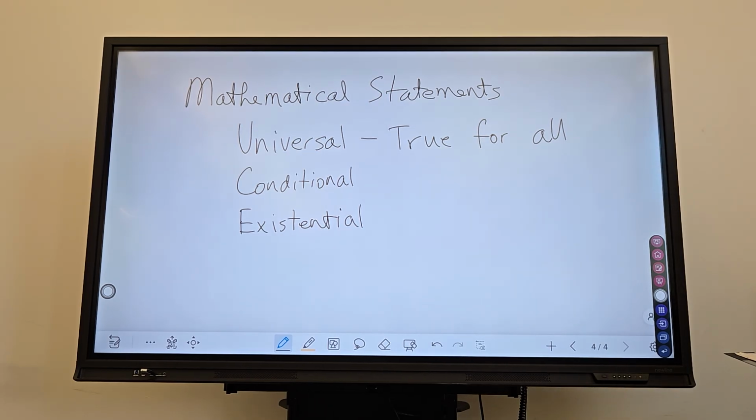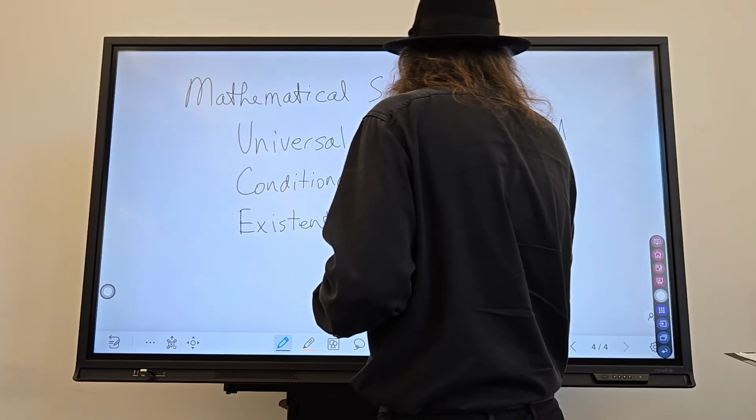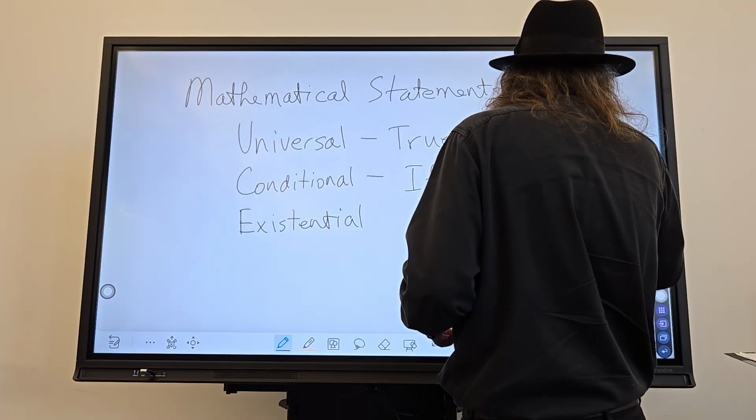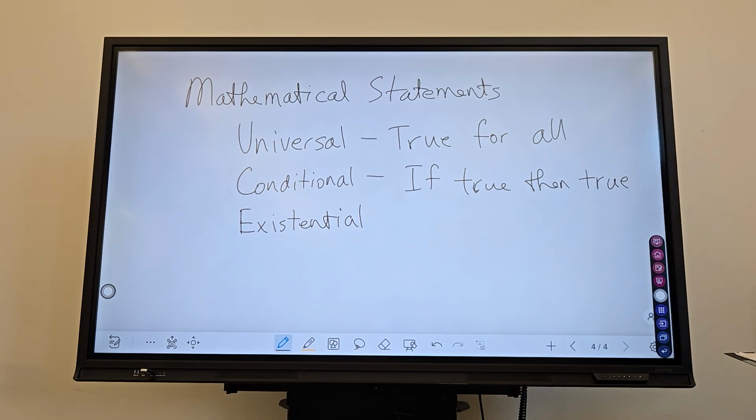A conditional statement: if one thing is true, then some other thing also has to be true. If true, then true. You might remember conditionals in programming, the if statement. If such and such condition is true, execute this block of code. That is a type of mathematical statement.